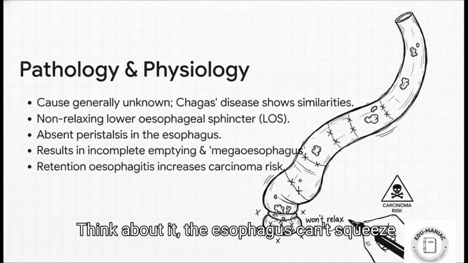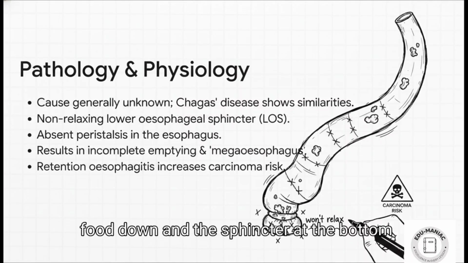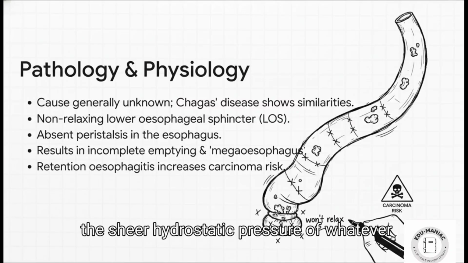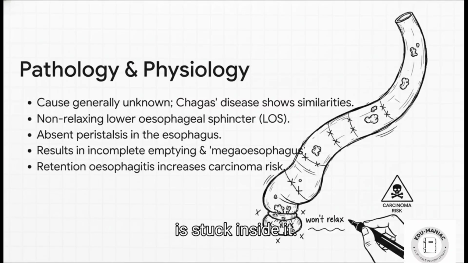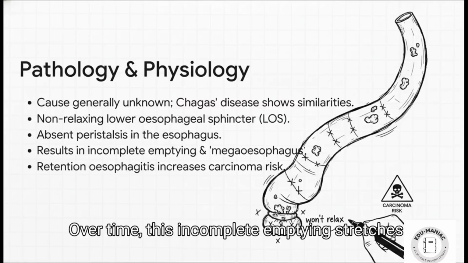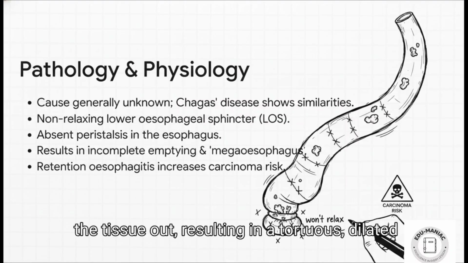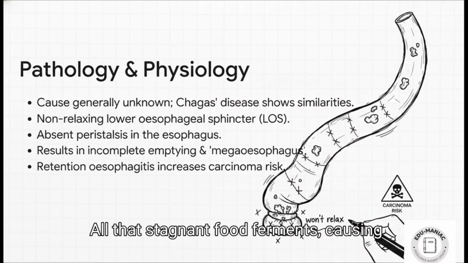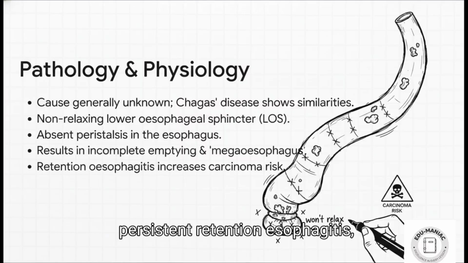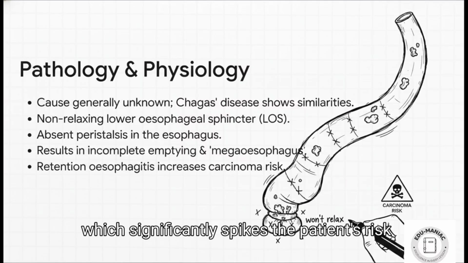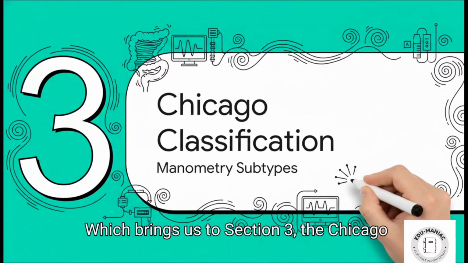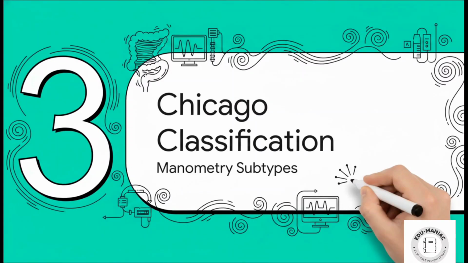Think about it. The esophagus can't squeeze food down, and the sphincter at the bottom won't open. So the esophagus empties mostly by the sheer hydrostatic pressure of whatever is stuck inside it. Over time, this incomplete emptying stretches the tissue out, resulting in a tortuous, dilated mega-esophagus. And this leads to a highly dangerous situation long-term. All that stagnant food ferments, causing persistent retention esophagitis, which significantly spikes the patient's risk of developing esophageal carcinoma down the line.